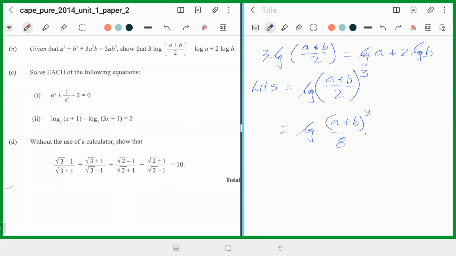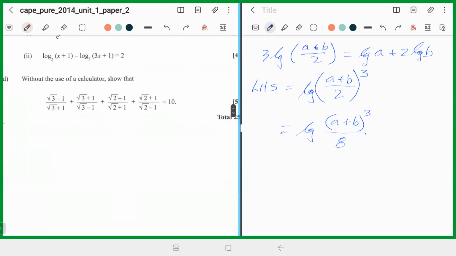And I want to expand this. I'm going to expand (a plus b) cubed. What do you get when you expand (a plus b) cubed? Let's look over here. I'm going to get a cubed plus 3a squared b plus 3ab squared plus b cubed. That's what we're going to get.